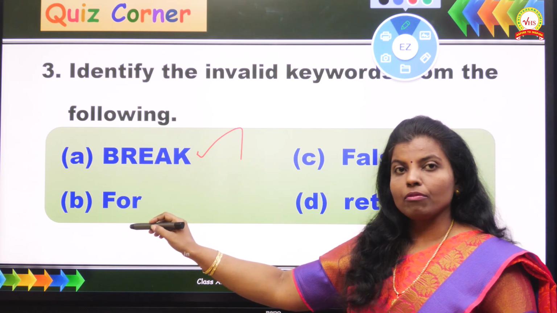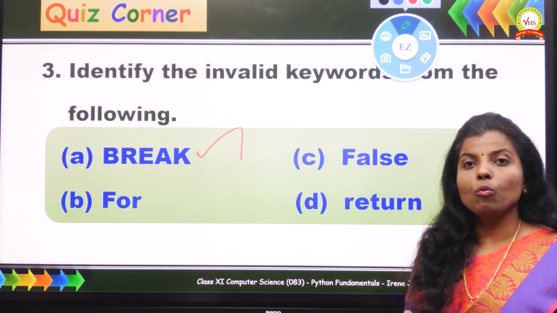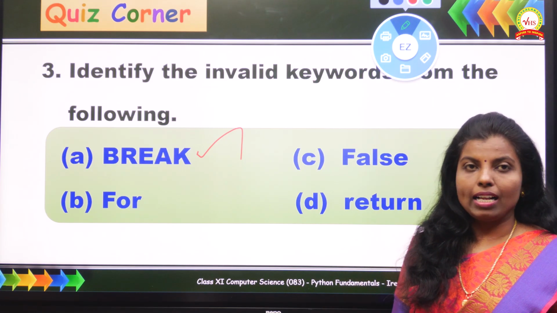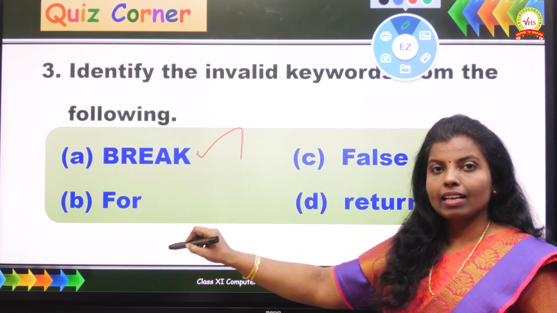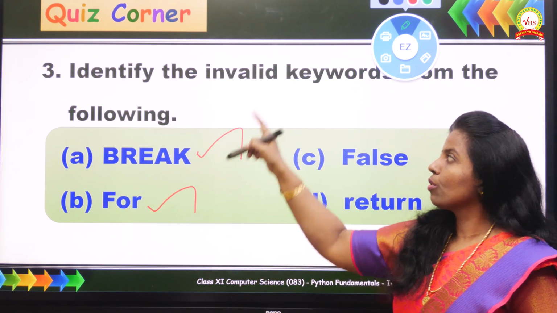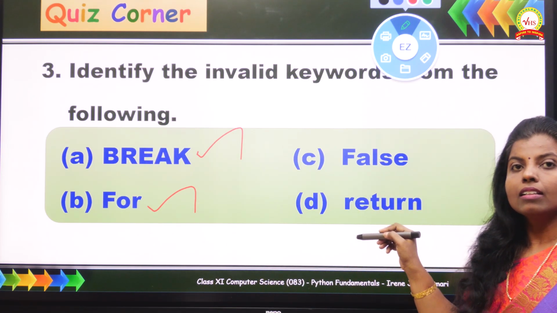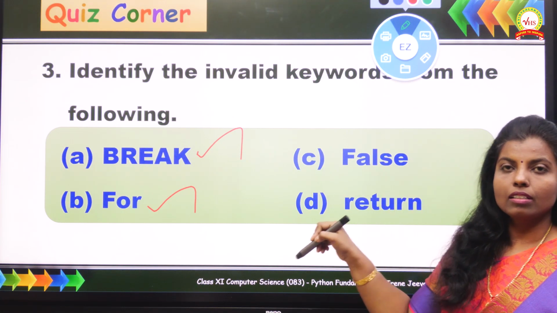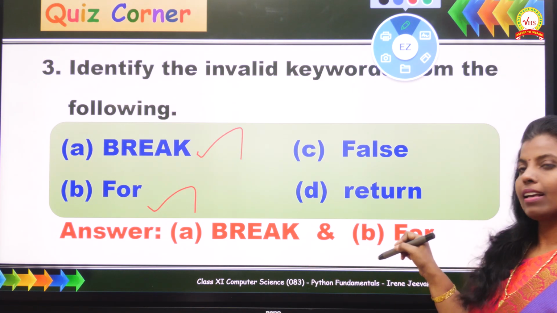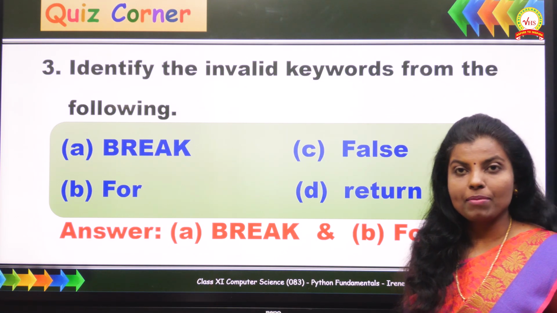If you go through the next keyword, here for is a keyword, but it begins with an uppercase letter. We have only three keywords which begin with uppercase letters. They are False, True, as well as None, but this doesn't come under that category. So this also becomes an invalid keyword. We have False as well as return. These two are the correct keywords of Python. So what is the answer? The answer is break and for. So these two are invalid keywords of the Python programming language.